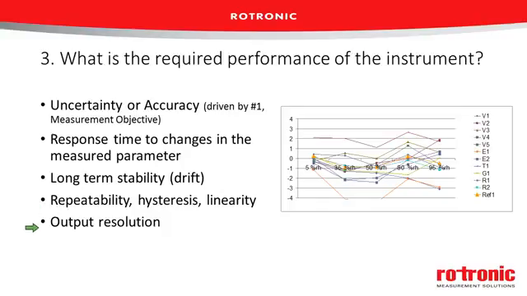Output resolution is also important. You don't want to use an instrument that can only tell you a change of 1% RH if you actually need to be able to tell a difference of 0.5% RH. And this will vary from instrument to instrument, so it is something that's important for you to look at and truly understand: what am I trying to do, and how does that influence what I need to have for the performance of my instrument.